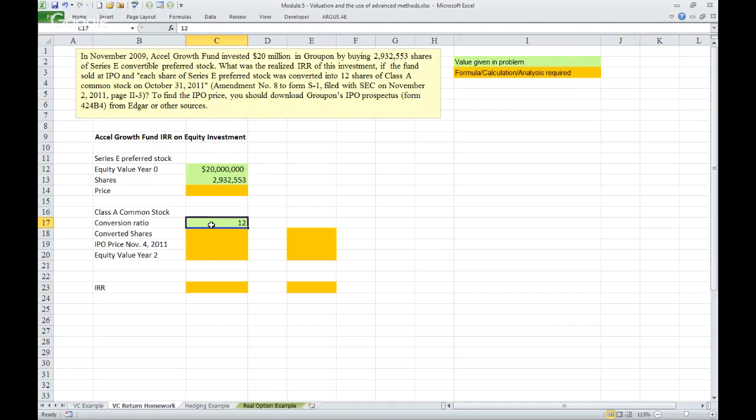And I tell you, well, if you want, you can even read the filing, because information about that is also in the filing. But I'm telling you that one preferred share was converted into 12 public shares. So for each share that Accel Growth Fund invested, they would receive 12 publicly traded shares. And the question is to find the annual rate of return for this investment.